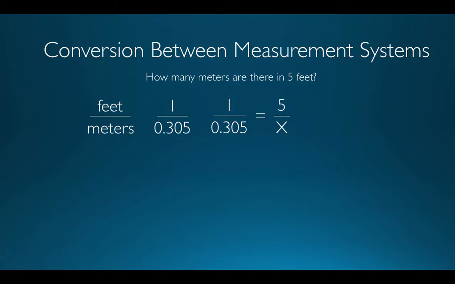So 5 feet must equal, let's cross multiply. When we do that, we find out that 1x equals 1.525. And if we round that to the nearest tenth, we can say 1.5. So in this problem, we found out that in 5 feet, there are 1.5 meters.